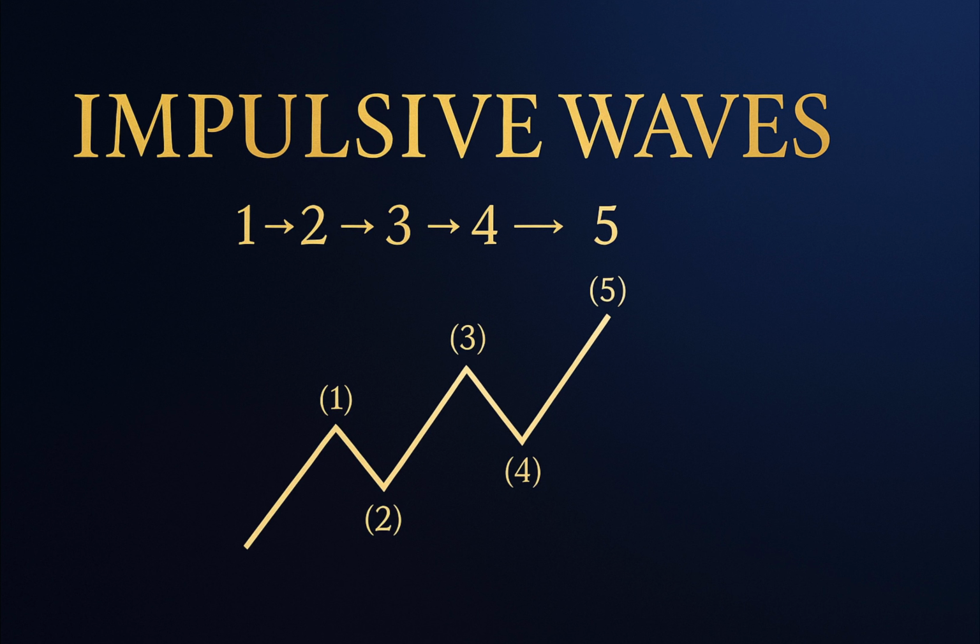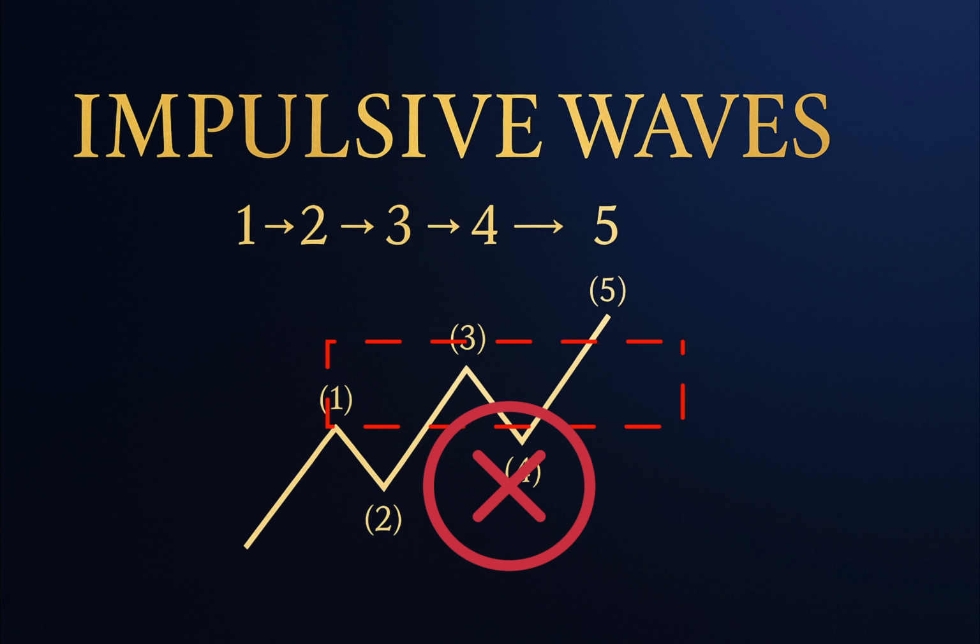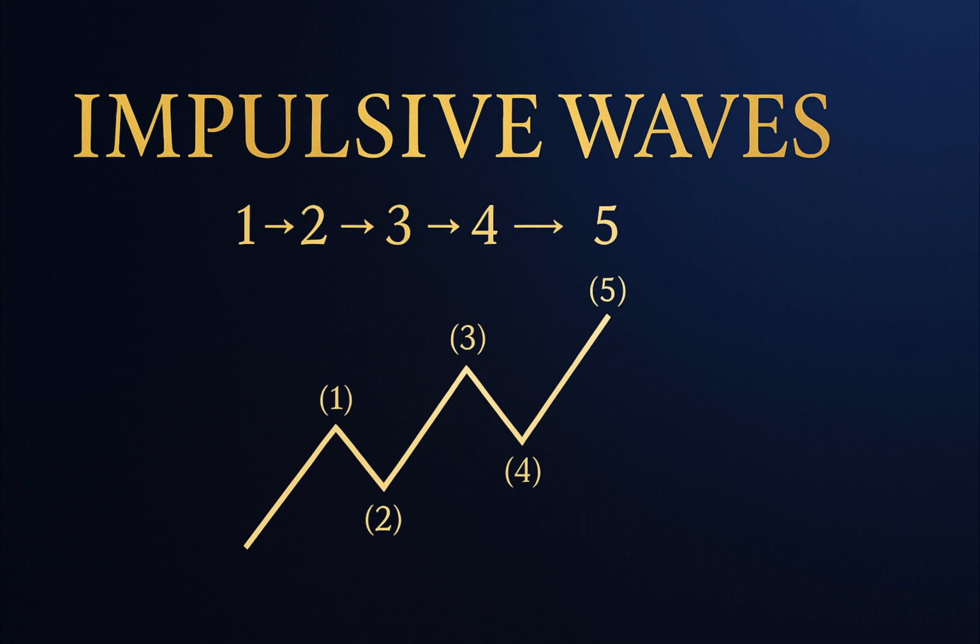Now, remember these three golden rules. Rule number 1, Wave 2 never falls below the start of Wave 1. Rule number 2, Wave 3 is never the shortest wave, and it's often the longest. Rule number 3, Wave 4 never overlaps with Wave 1 territory. If you follow these rules, you can label impulsive waves with confidence and avoid common mistakes.